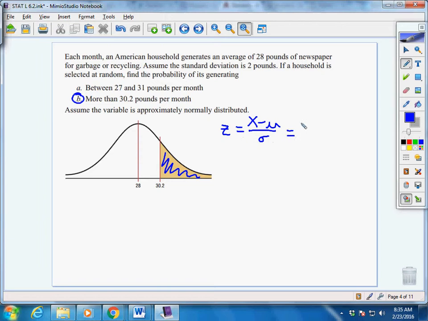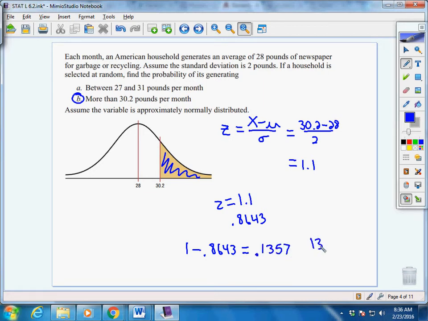Pretty much doing the same thing over and over. In this case, I'm going to take 30.2, subtract my mean, divide it by my standard deviation, and I get 1.1. So if my z-score is 1.1, on my table, I can see that correlates to 0.8643. So if a household is selected at random, find the probability of it generating more than 30.2 pounds per month. It's not 86.43. Remember, because it's to the right here, we have to go 1 minus this, which works out to about 0.1357 or 13.57%.